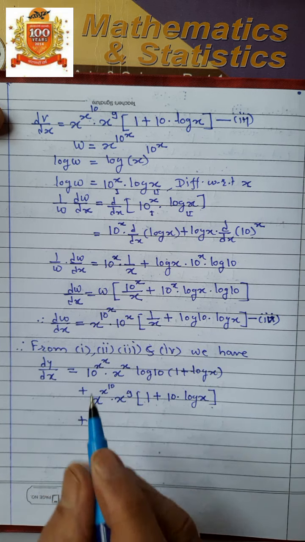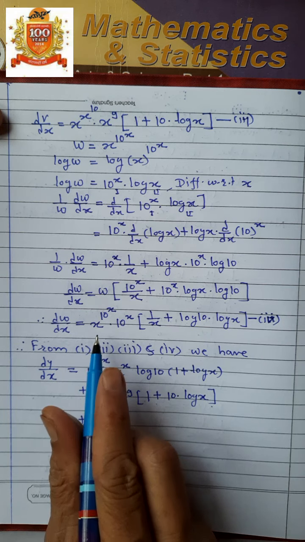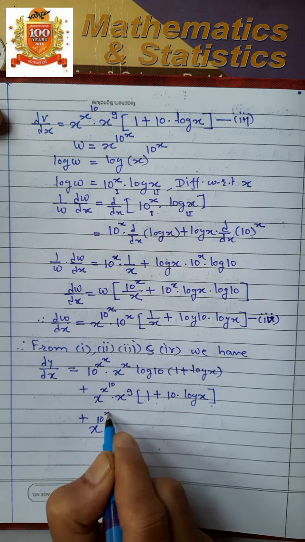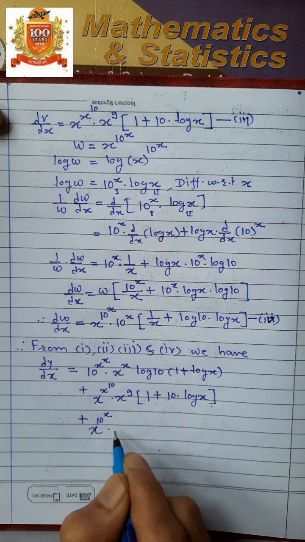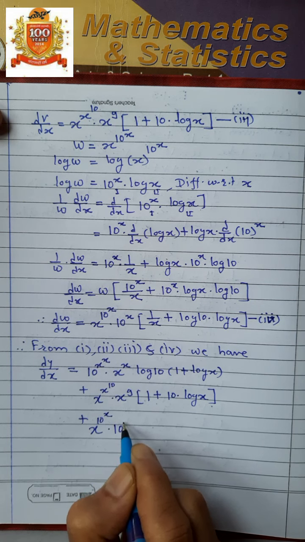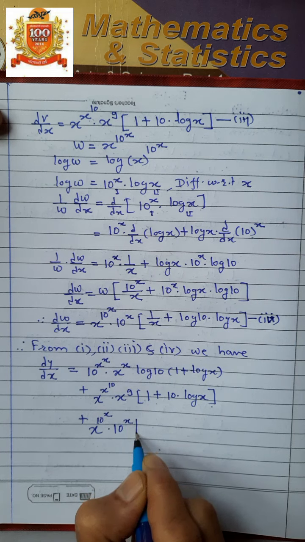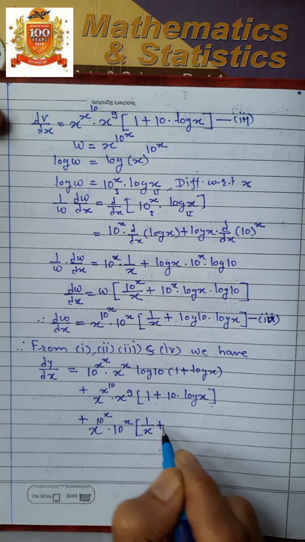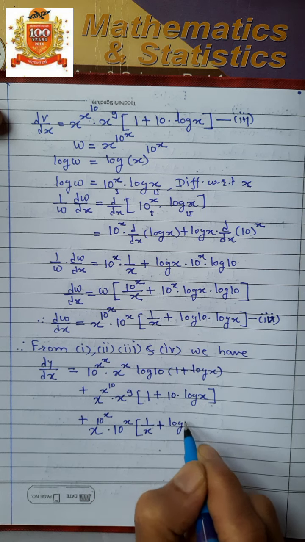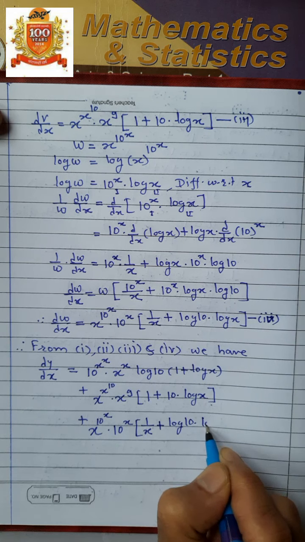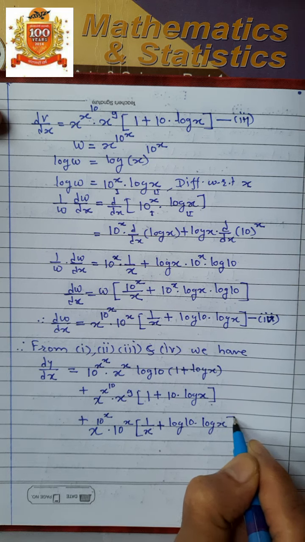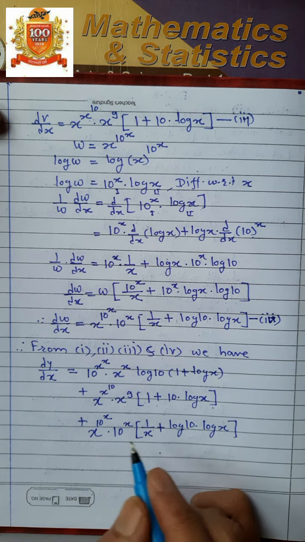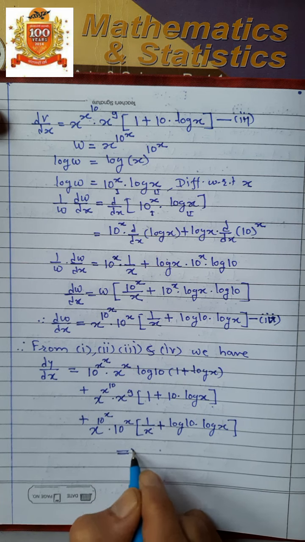plus, now dw by dx, put the value this x raised to power 10 raised to power x into 10 raised to power x into bracket 1 upon x plus log of 10 into log of x. This is the last answer. In this way we can solve this sum, isn't it?